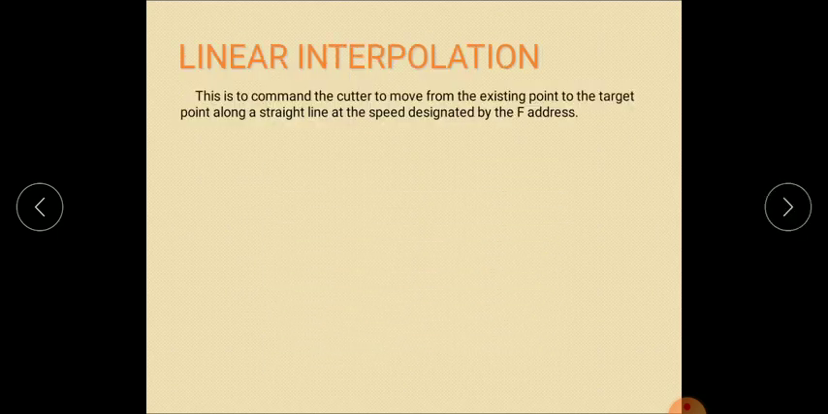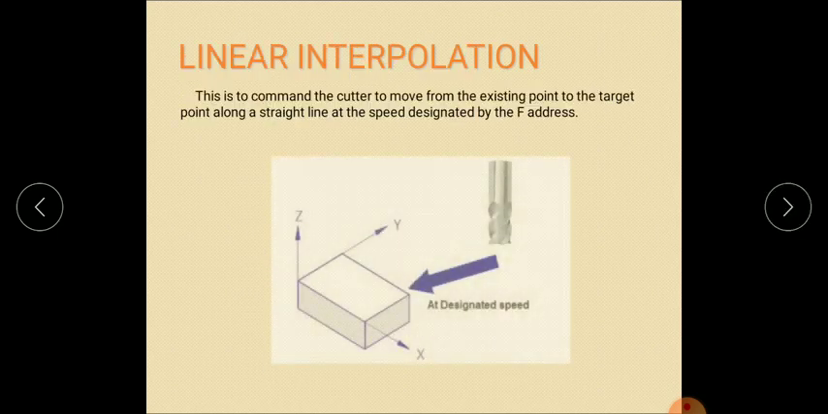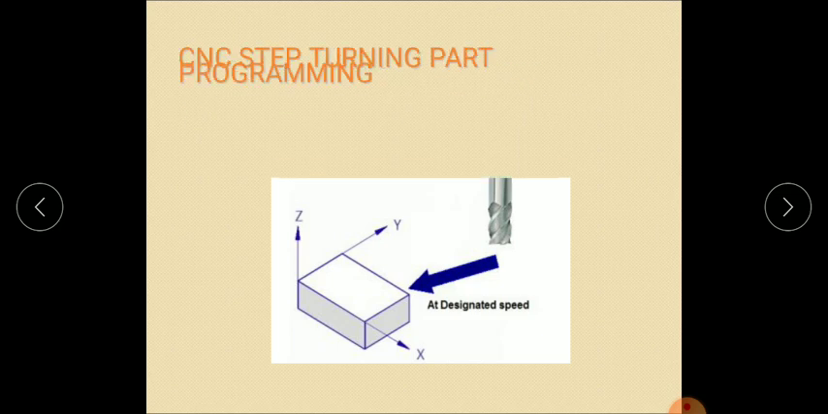Next one, linear interpolation. From the figure, this command tells the cutter to move from the existing point to the target point along a straight line designated by the F address. From the existing point to the target point, it moves in a straight line, with the feed indicated by the F address. This is nothing but linear interpolation. Linear interpolation means the straight line.